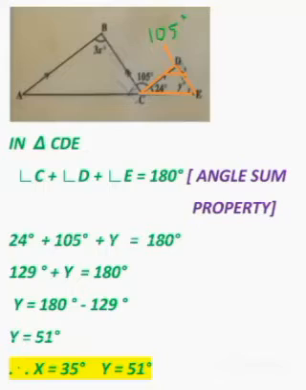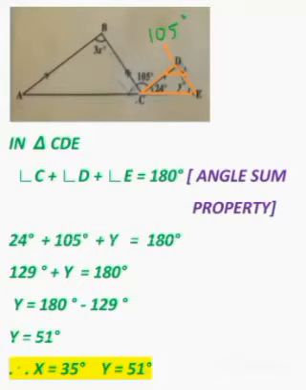So you observe the figure again, children. Now we got the x value here, isn't it? Now we have to find out the y value. So to find out the y value, let us consider triangle CDE. Here you know two values. Angle D you know, we got it as 105 degrees, and angle C is 24 degrees.